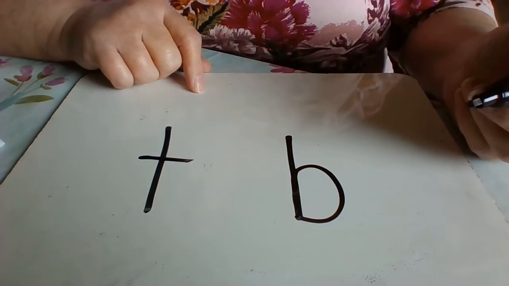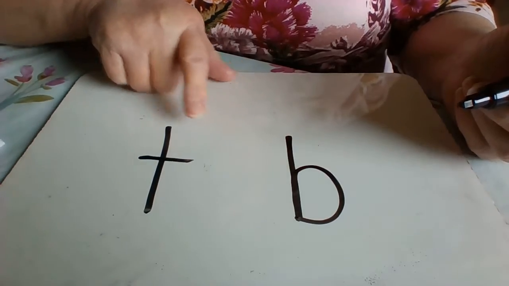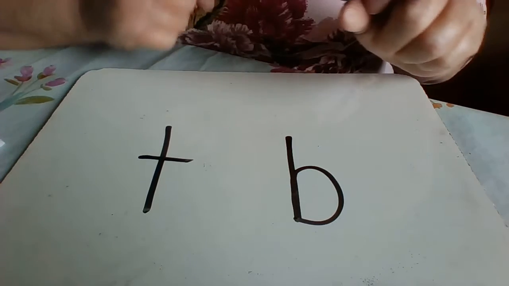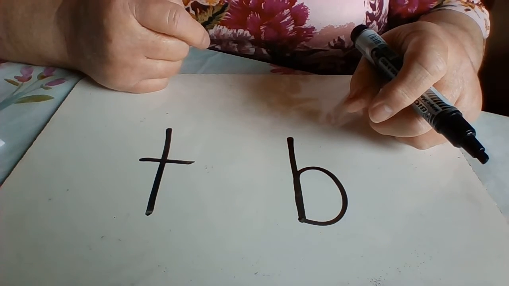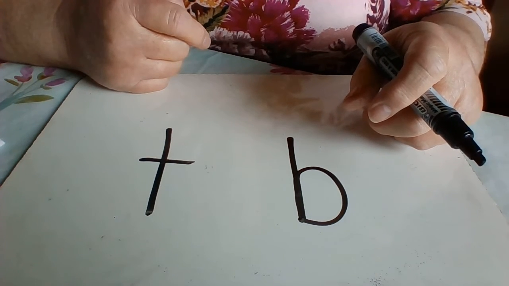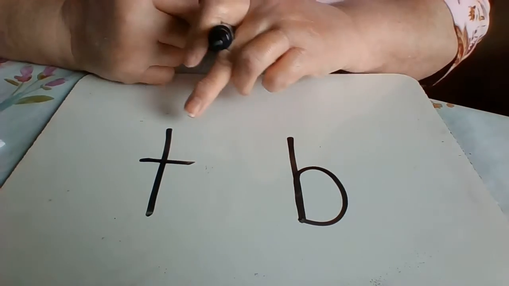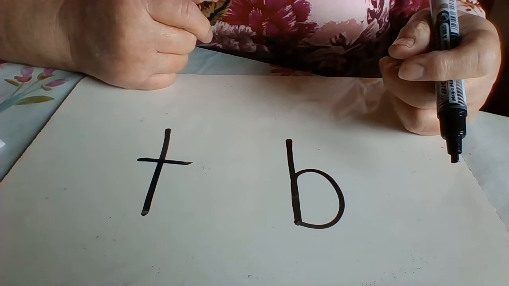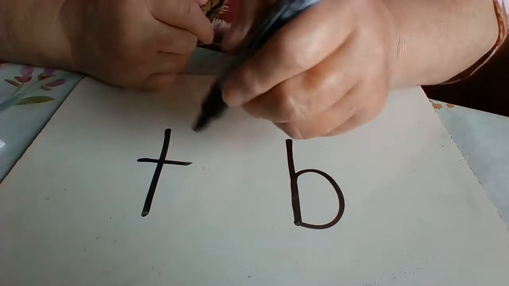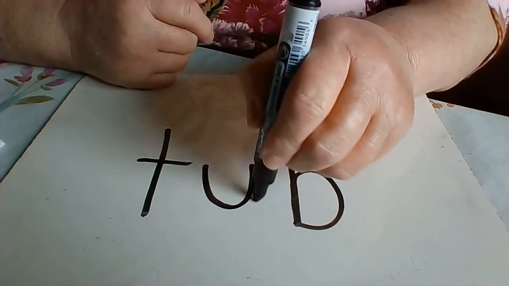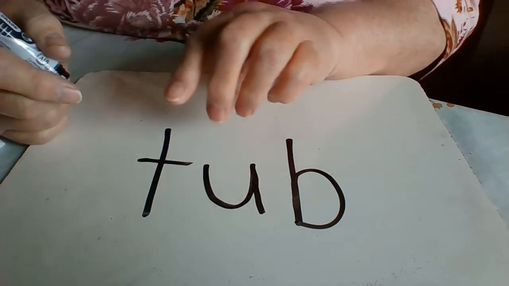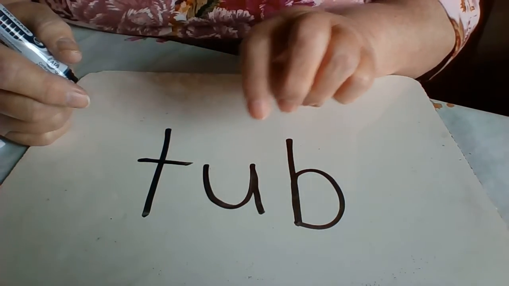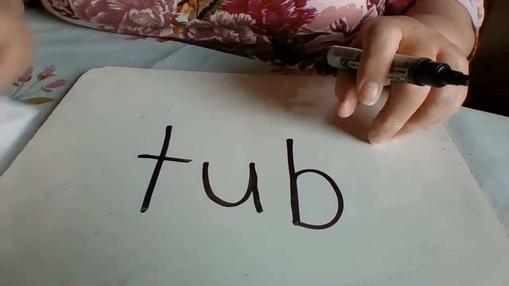All right. This time we're going to use this t, b, t, b. Those are the sounds you're going to have at the beginning, but I want it to say tub, tub. What is missing? If you said u, tub, tub, tub, you were correct.